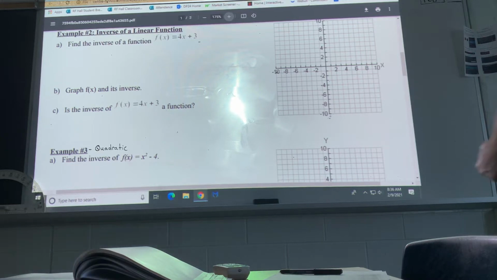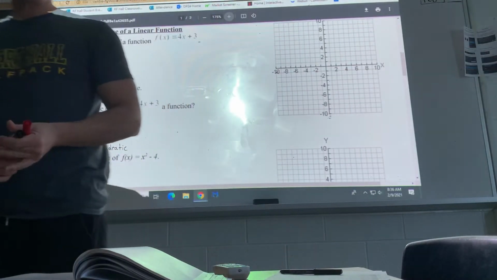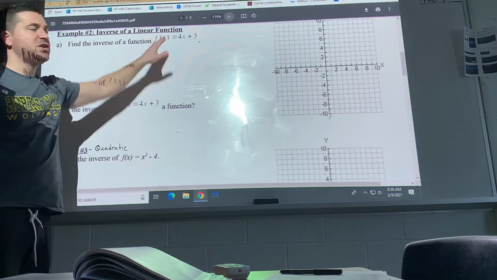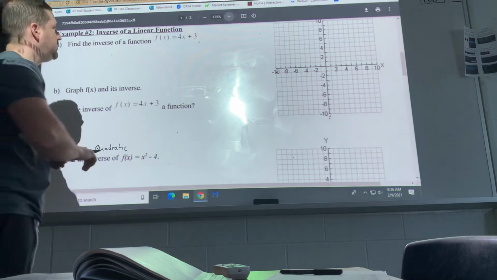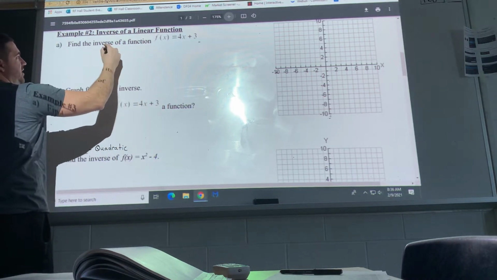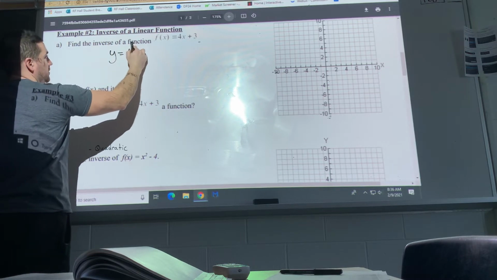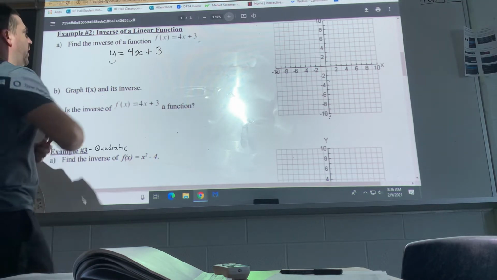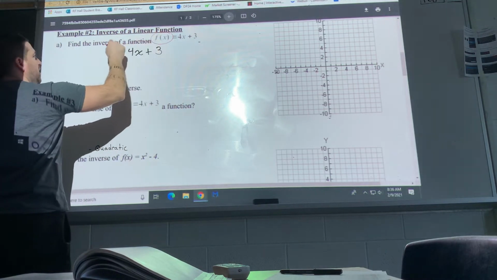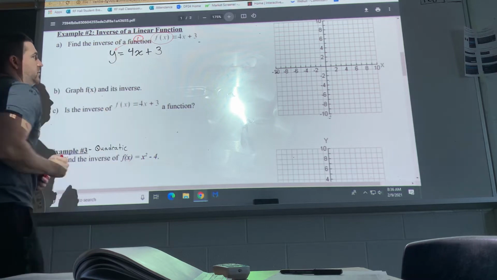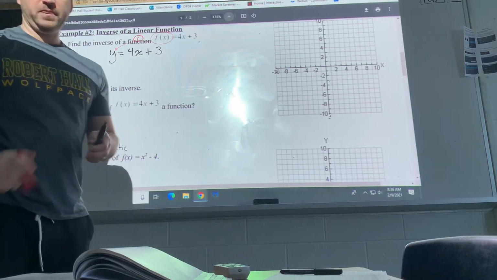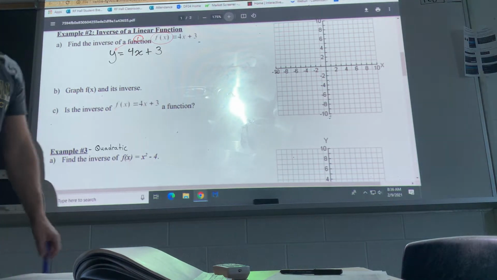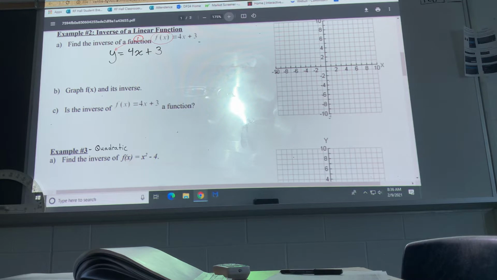Okay, you guys need to follow the steps that I have for all inverse equations. So the very first step is we're going to change the f of x into a y. The f of x is going to become a y. That's step number one: f of x becomes y.